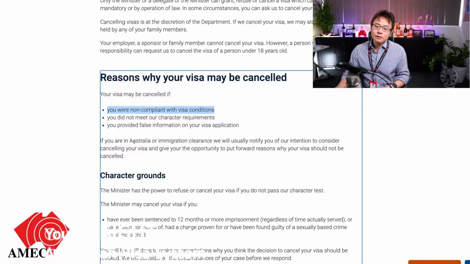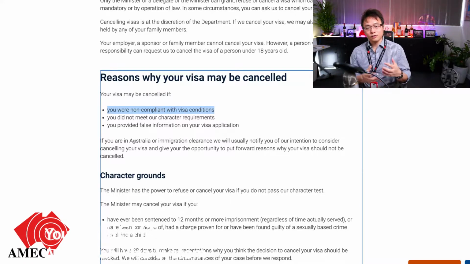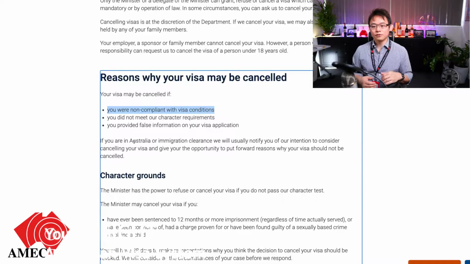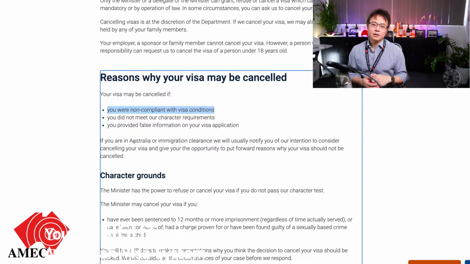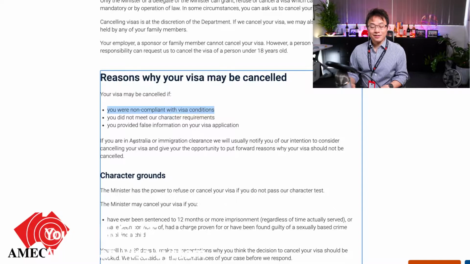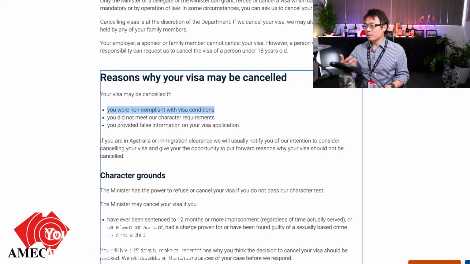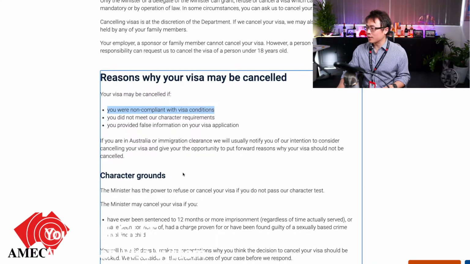The first is that you're not compliant. You hold a visa which has a condition attached to it. For example, a student visa is supposed to be for studying, but you did not go studying, you were fooling around, so obviously you get your visa cancelled. Or you hold an employment sponsor visa. You're supposed to work for employer A. However, you have decided to work for employer B in conjunction with employer C. That triggers the cancellation criteria.